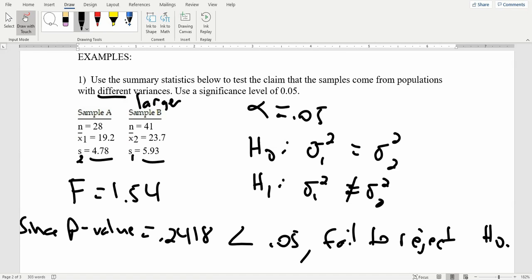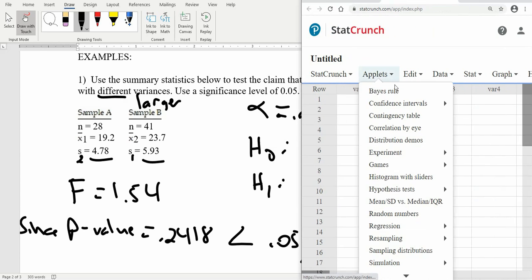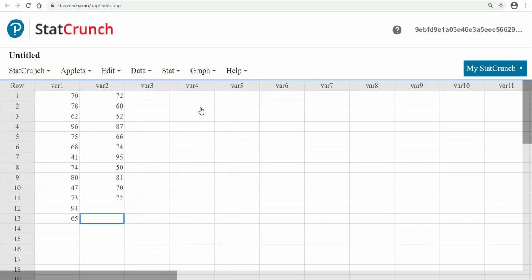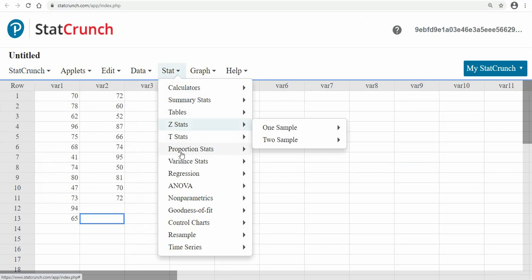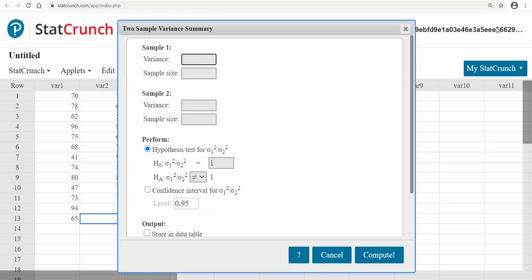Now, I'm going to use StatCrunch also. I don't have the data values in, but in StatCrunch you have to be a little bit careful here. So let's go to Stat, and then let's go to Variance Stats, Two Sample, with Summary.